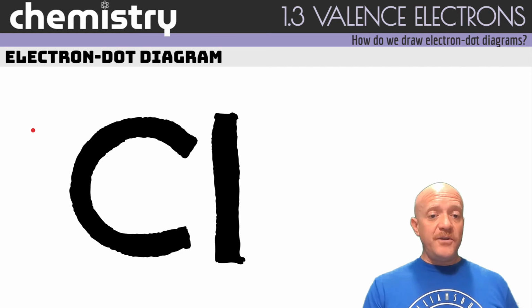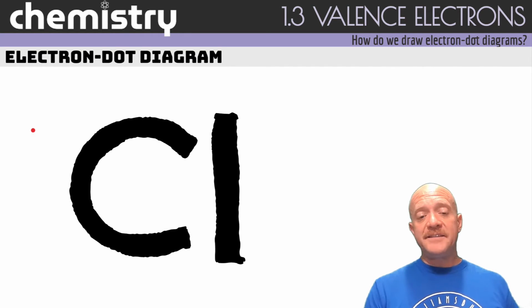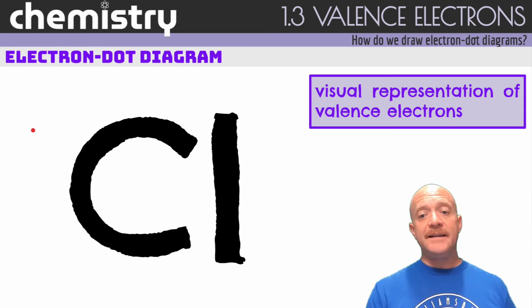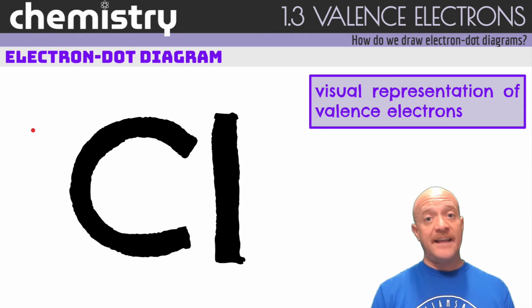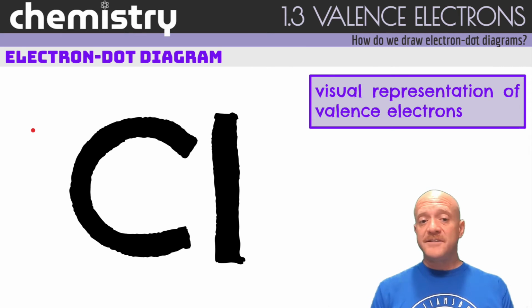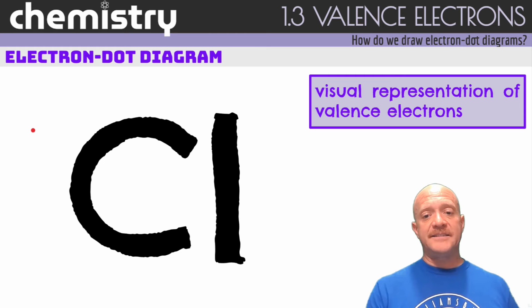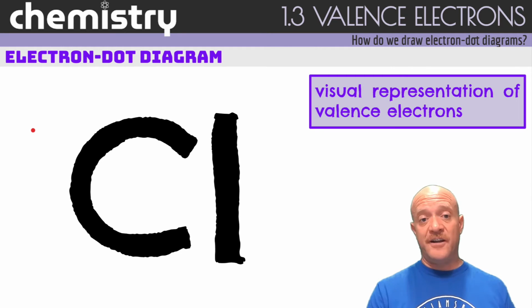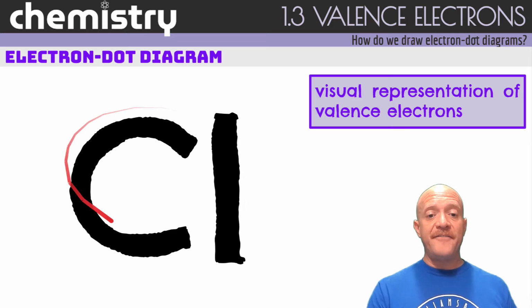Now we're going to show you an electron dot diagram, and it's basically a visual representation of the valence electrons. It's not always easy to draw out the electron configuration because some of them get really complicated. It's also not practical to draw out all of the different orbitals. So what we do is we use dots, and we choose chlorine, and chlorine has 7 valence electrons. So what you do is you're going to draw 7 dots around.